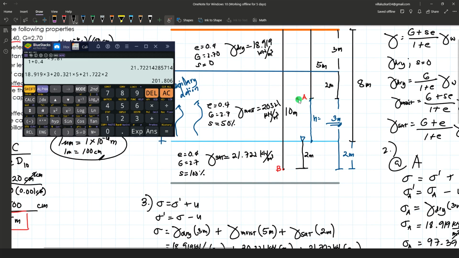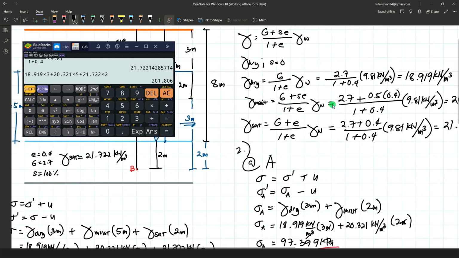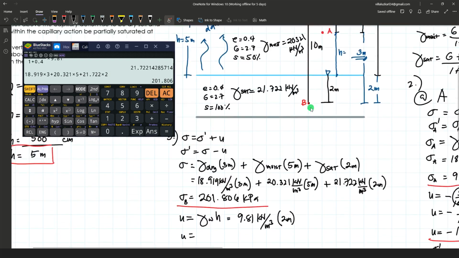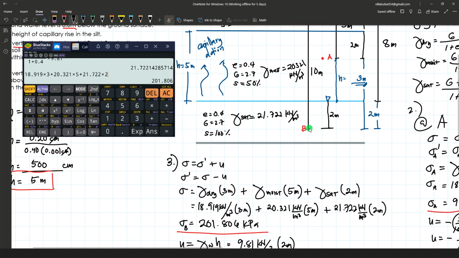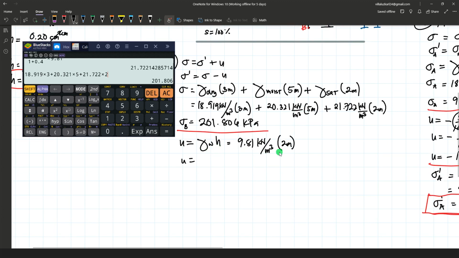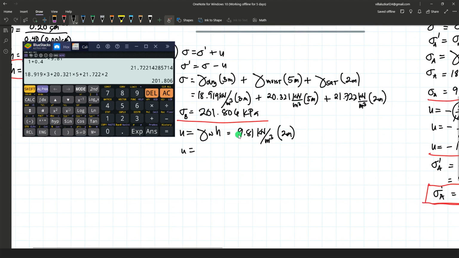Unlike in the number 2 question, where the point for the pore pressure is within the capillary action and not submerged, so the negative pore pressure solution applies, if the point is submerged, the pore pressure is positive and is just the product of the unit weight of water and H. So 9.81 times 2 is 19.62 kilopascal.